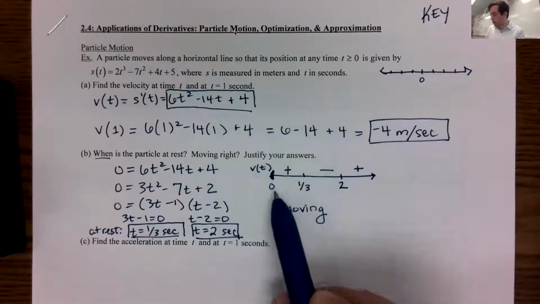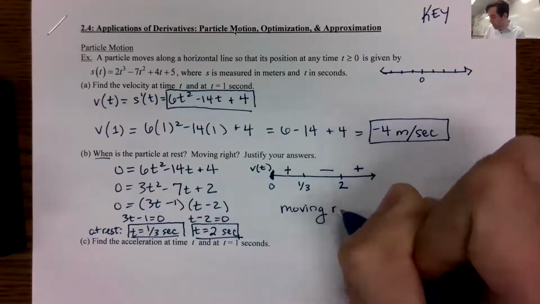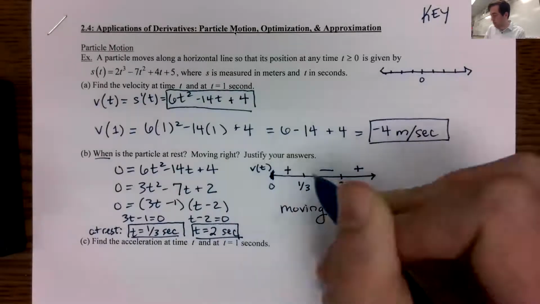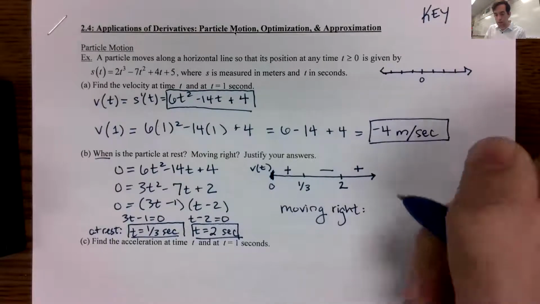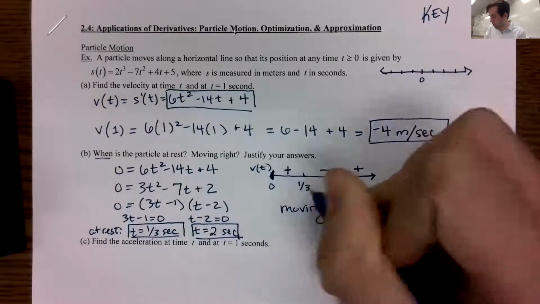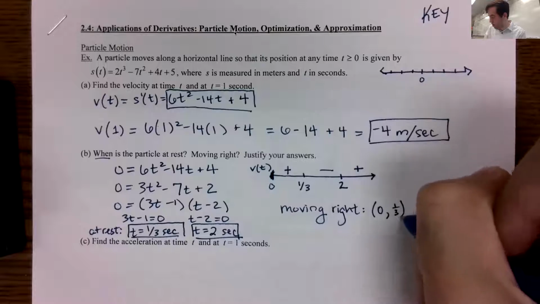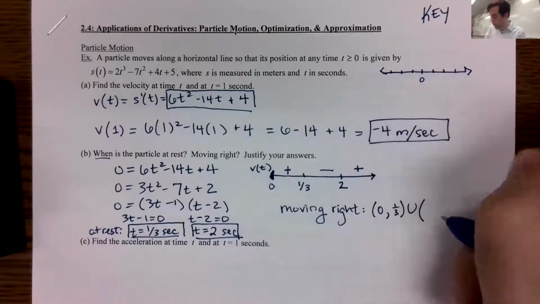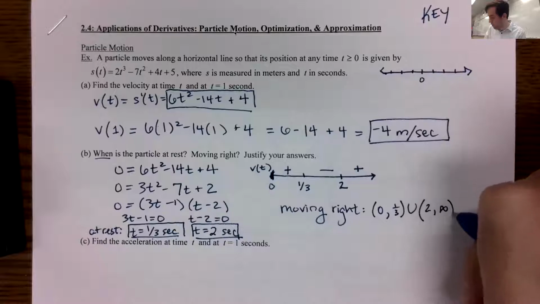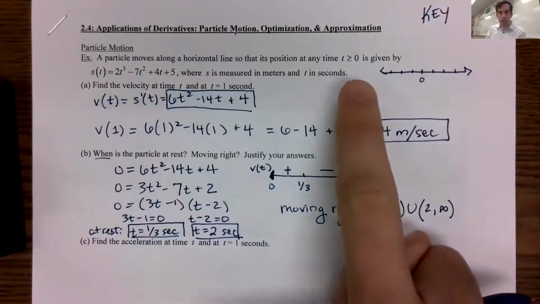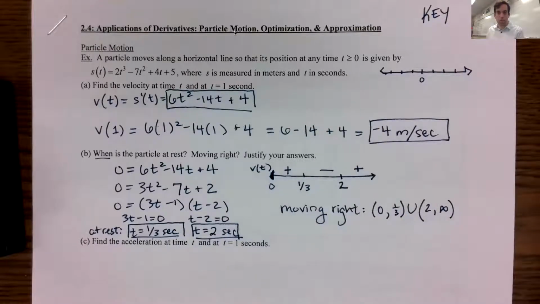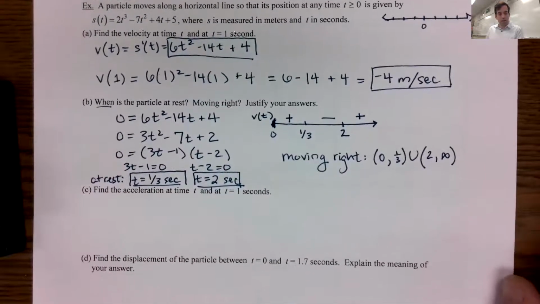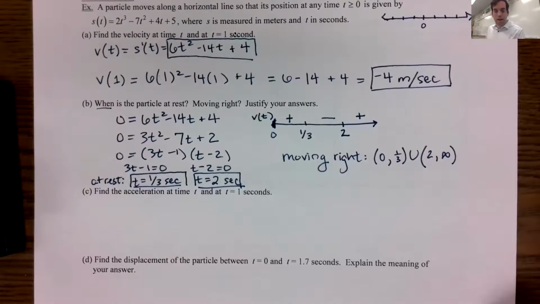So we're moving to the right anytime that the velocity is positive. So that's going to be from 0 to 1/3, union with the interval from 2 to infinity. And again, we start at 0 because at the beginning we were told that t is greater than or equal to 0.